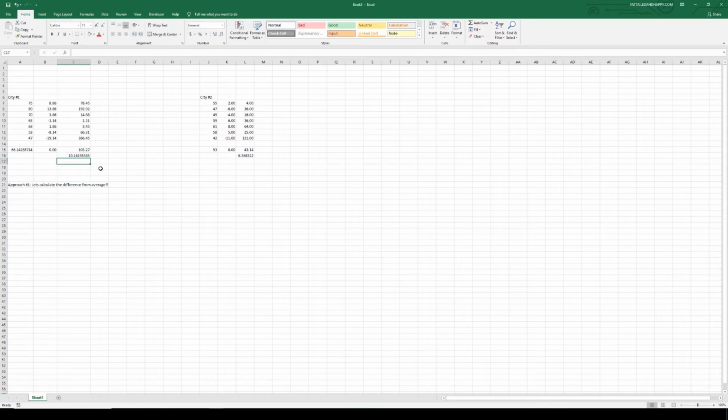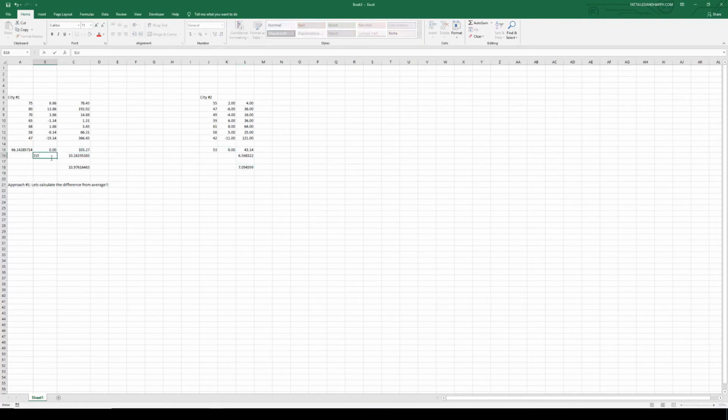So to prove that, I can use the actual standard deviation formula built within Excel. Oh, that's the wrong target. I should be using the temperature data. So if I use standard deviation, STDEV, on the actual temperature data itself, I get 10.97 degrees. And if I copy it over here for city number 2, I get 7.09.